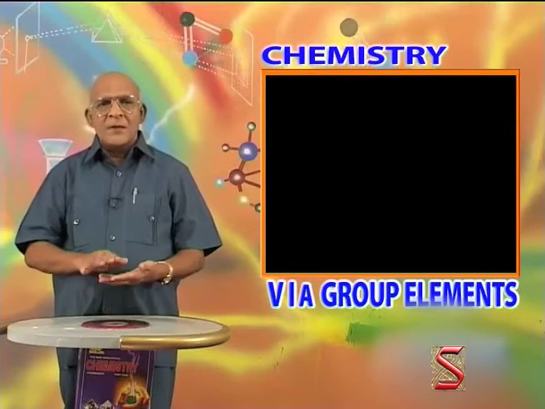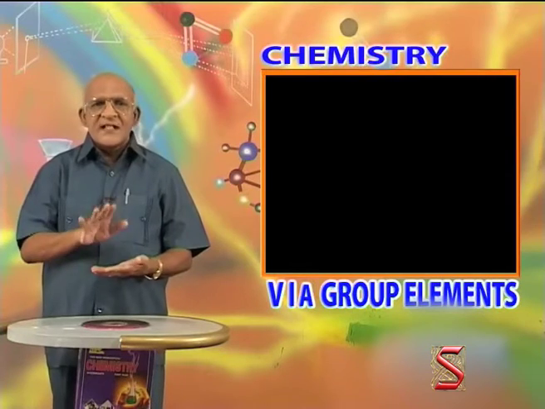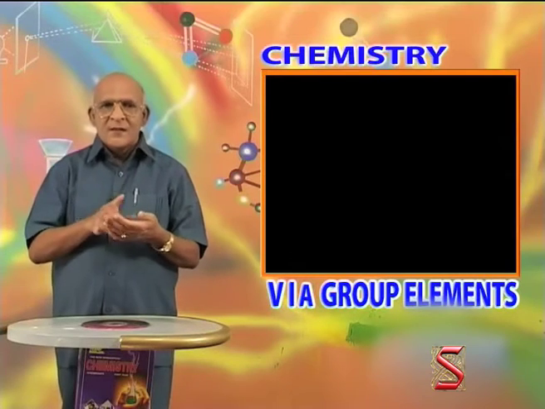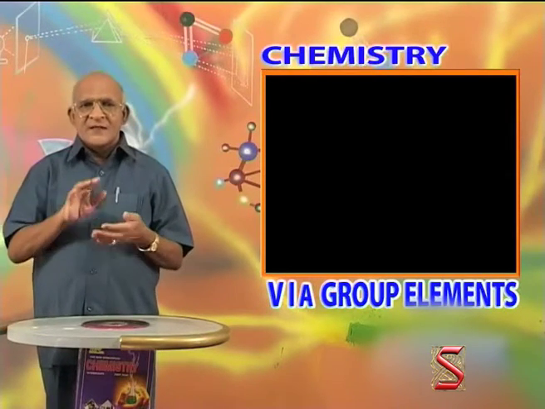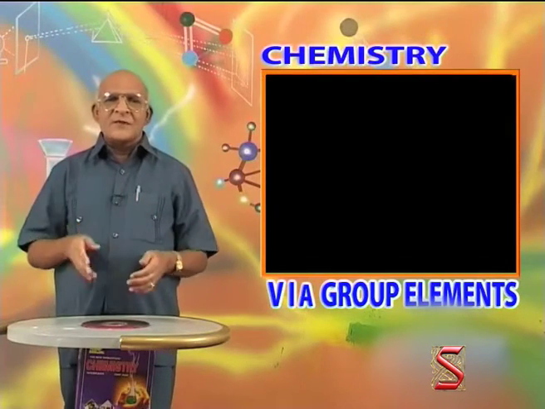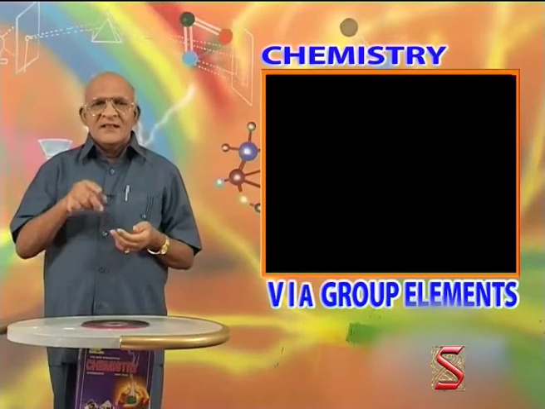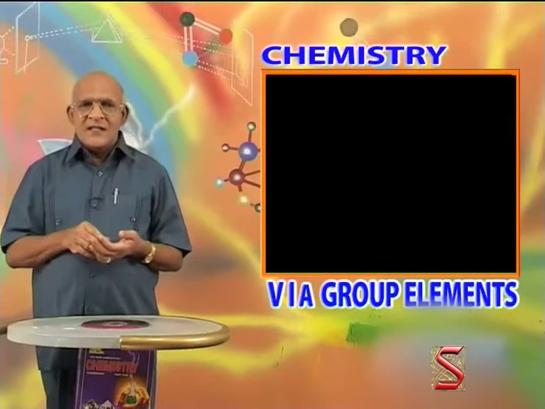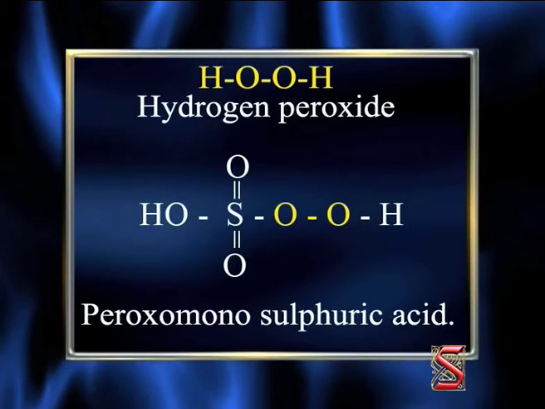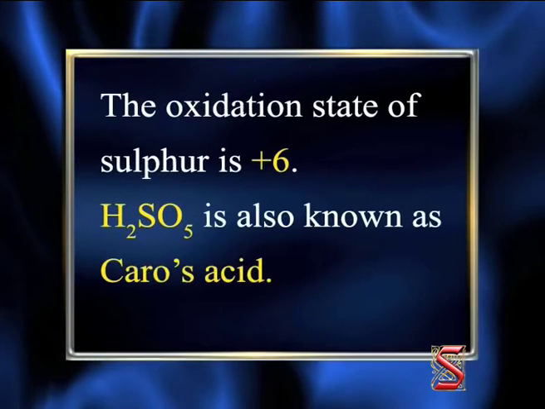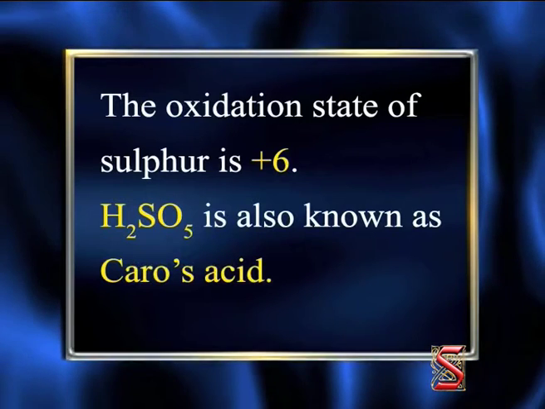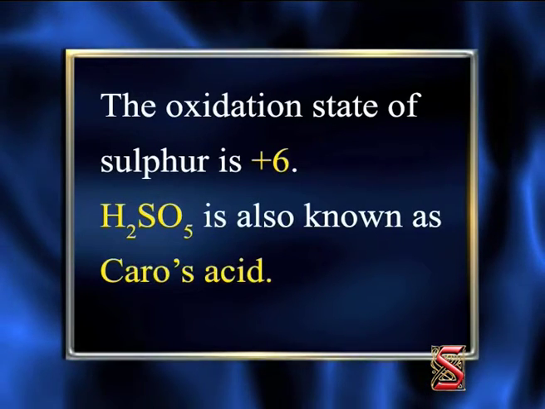Now we shall take up peroxo acid series. They are characterized by O-O linkage. We have two peroxo acids. One is peroxomonosulphuric acid. Its formula is H2SO5. It is a monosulphonic acid derivative of hydrogen peroxide. In hydrogen peroxide, one hydrogen atom is replaced by an SO3H group. The structure is given here. You can notice the O-O bond there. The oxidation state of sulphur is +6. H2SO5 is also known as Caro's acid.